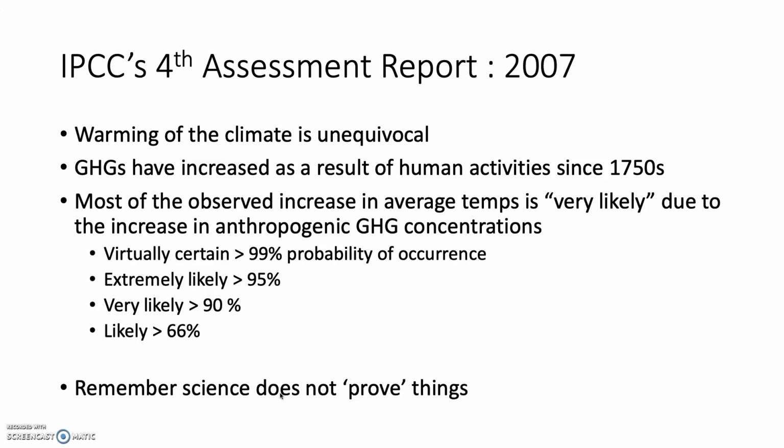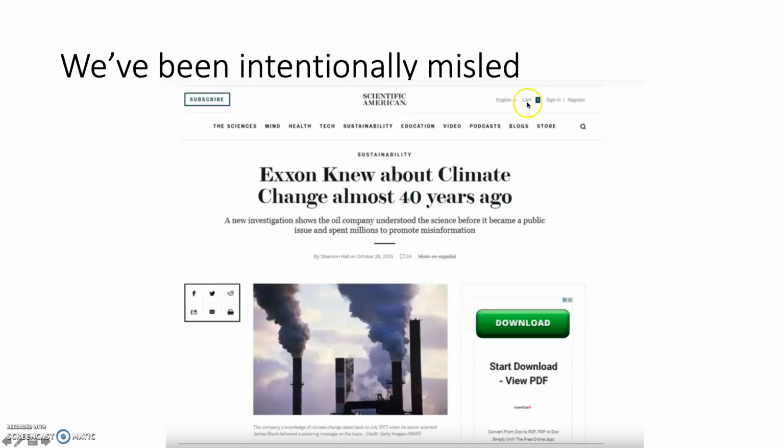Methods can change and results somehow can change and things like that. But there's a very, very, very solid consensus that the warming is because of human activities. And unfortunately, we've been intentionally misled. Big corporations and big companies like Exxon, Shell, those big oil companies have known about climate change for a very long time, but they have chosen to not take it into consideration, basically.